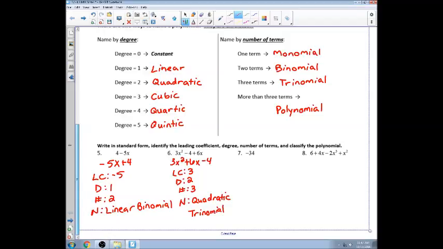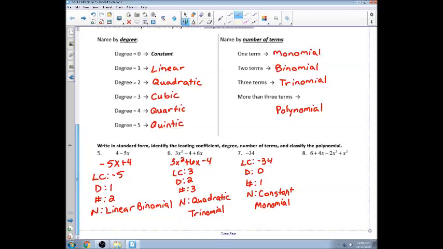Negative 34 is already in standard form, so we don't have to write anything there. The leading coefficient here would be negative 34. The degree would be 0. The number of terms would be 1, so the name would be a constant monomial. If you think about it, I could never have anything that would be like a constant binomial, trinomial, polynomial, because if they're all constants, then we would have to combine like terms, and in that case, it would always end up being a constant monomial.